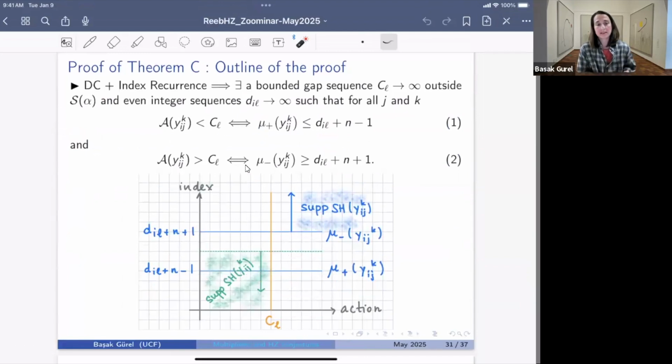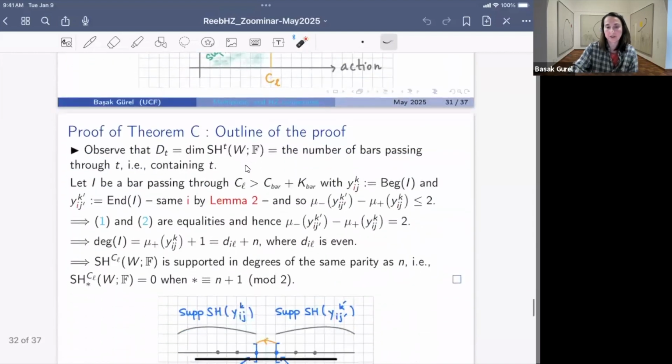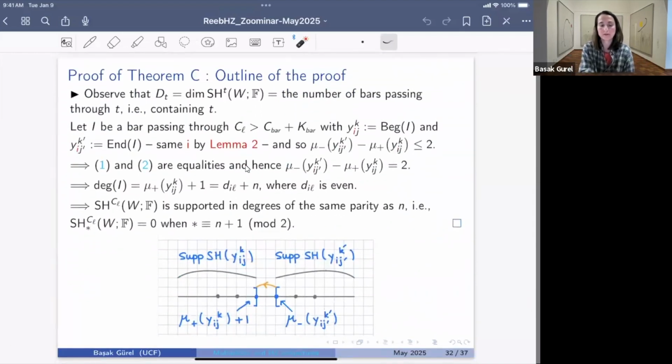Now, the next thing is that d_C plus index recurrence will tell me that you can have these bounded gap sequences, and again these even integer sequences, such that for all j and k, if your action is to the left of this yellow line, this c_L, then the upper indices will satisfy this inequality. If you're to the right of it, they will satisfy this inequality. We will apply this when i is the same shortly to finish the proof. I promise this is the end of the proof.